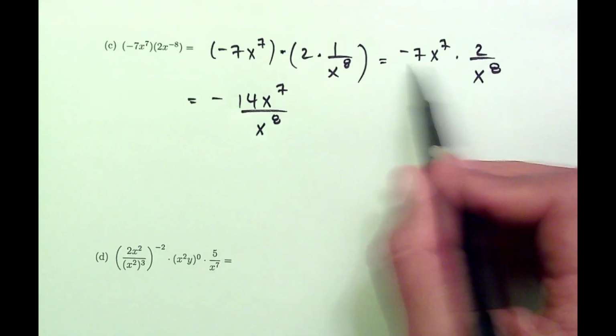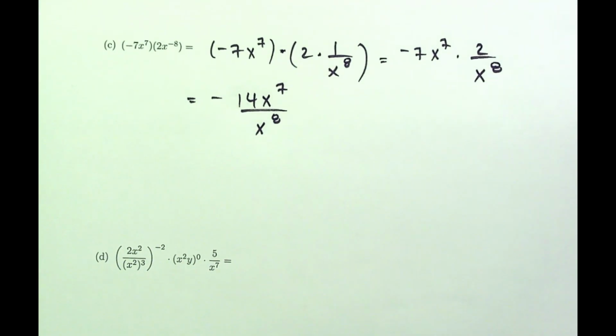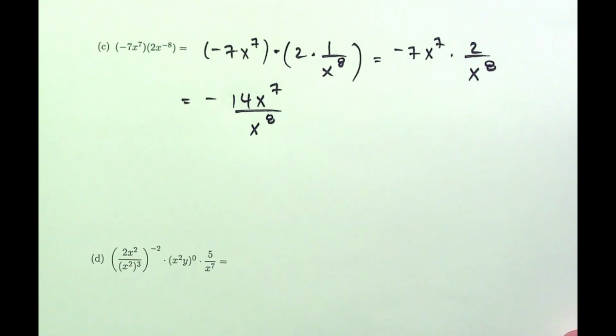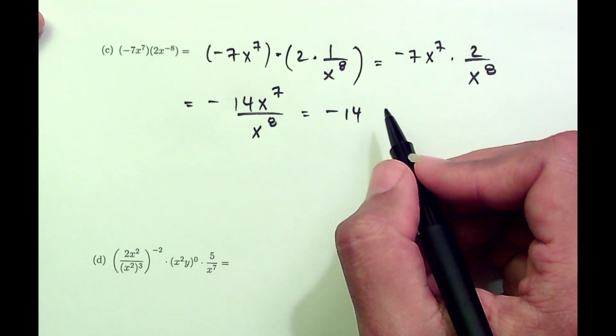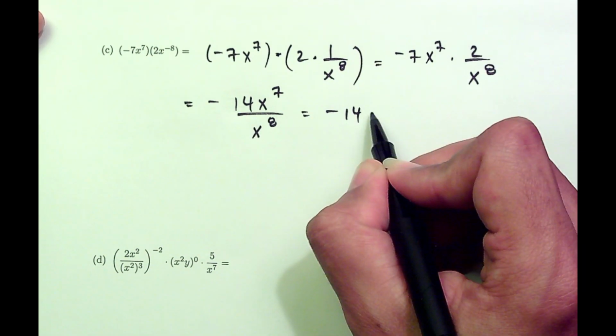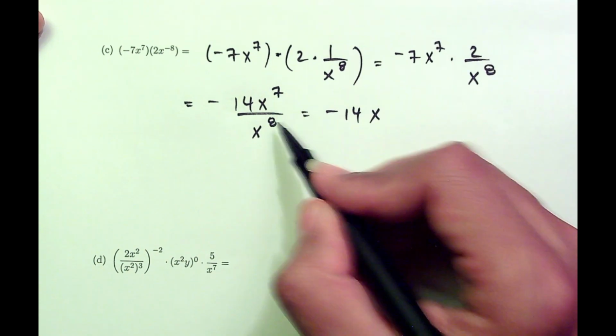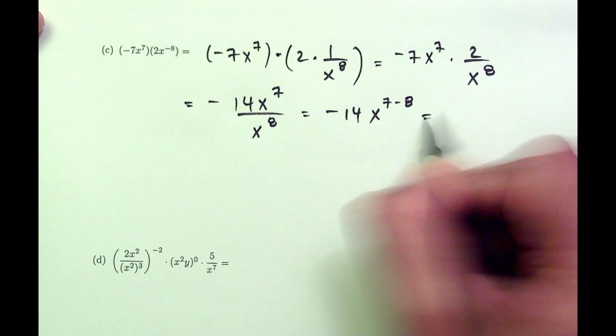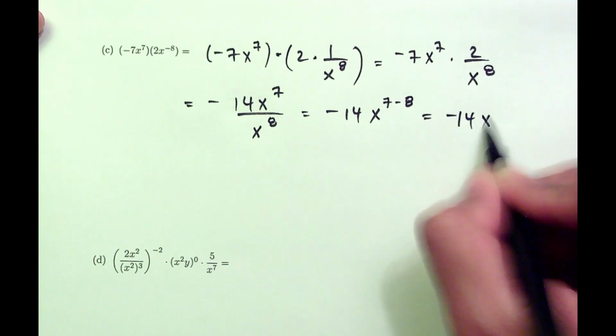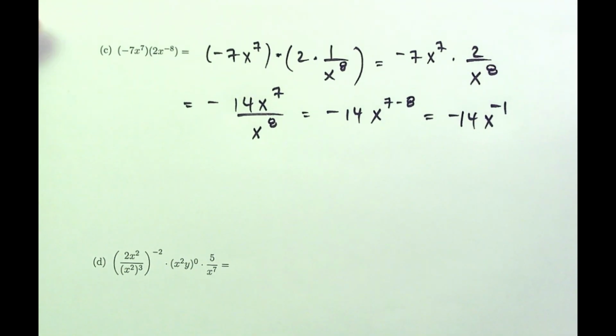This is like there's an invisible over 1 here. So that's what you get, and then you simplify what you can. These x's you can combine. You have x to the 7 on top and x to the 8 on bottom. So what is the property? You subtract. So this would be x to the 7 minus 8, subtract the exponents, that would be x to the negative 1.